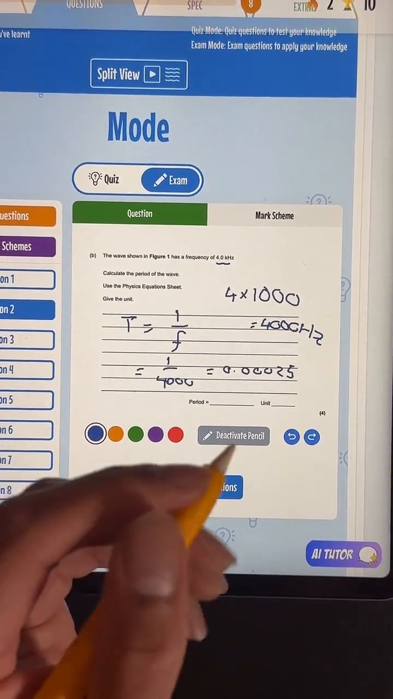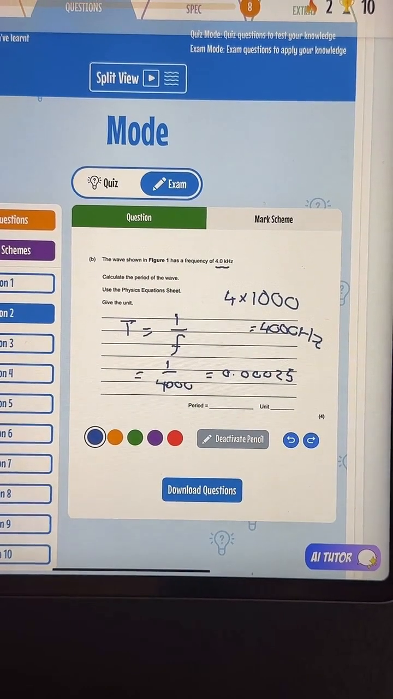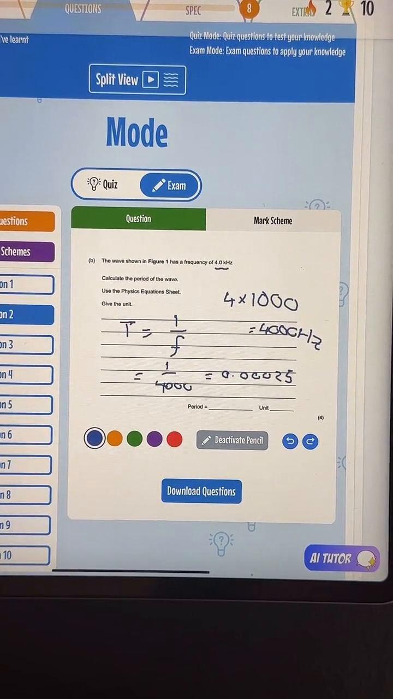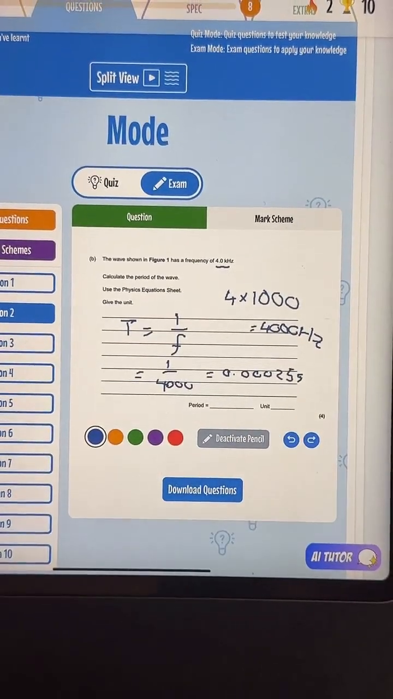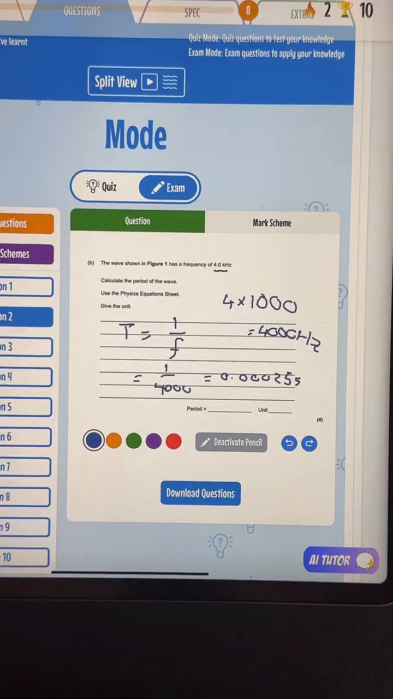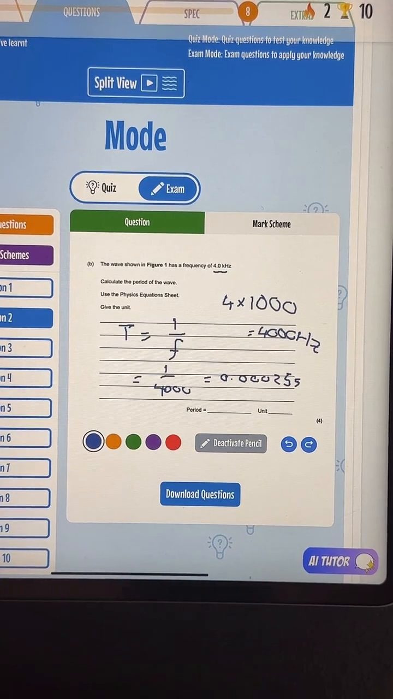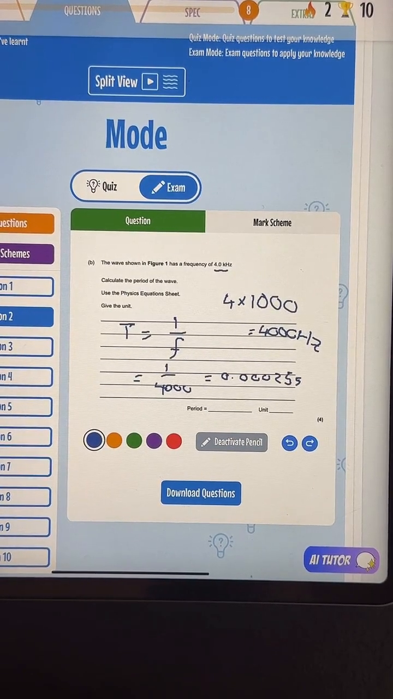Seconds, correct. Yeah, the unit is seconds. Hertz is the unit for frequency, Alex. So they've asked for period, so it's going to be in seconds. So the answer would be 0.00025 seconds. Cool.